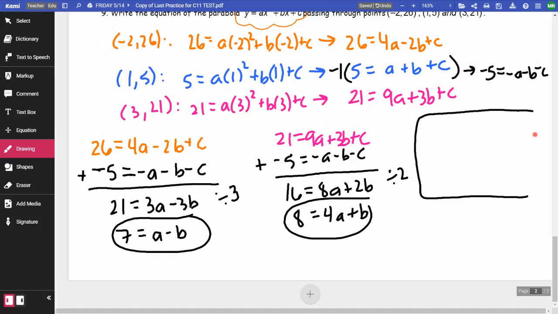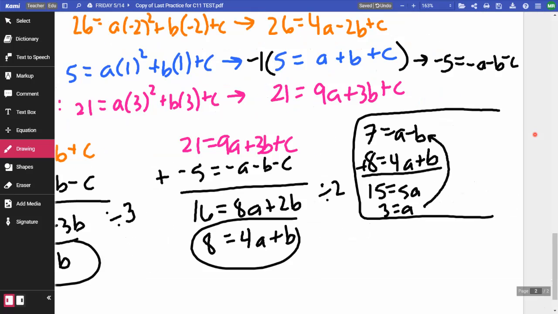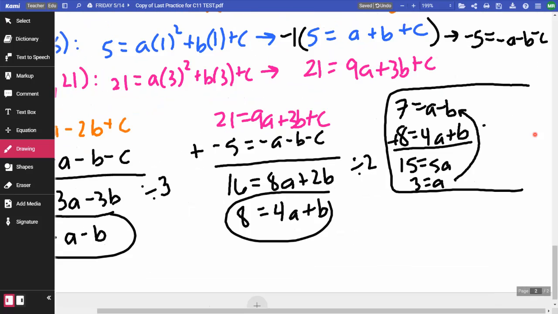And the nice thing is if I just add these together, I'm going to have my b's eliminate. So I'm going to get 15 is equal to 5a. So 3 is equal to a. And then I'm going to put that into this one here. I'm just going to zoom in here. 7 is equal to 3 minus b. 4 is equal to -b. So -4 is equal to b. So that's my b.